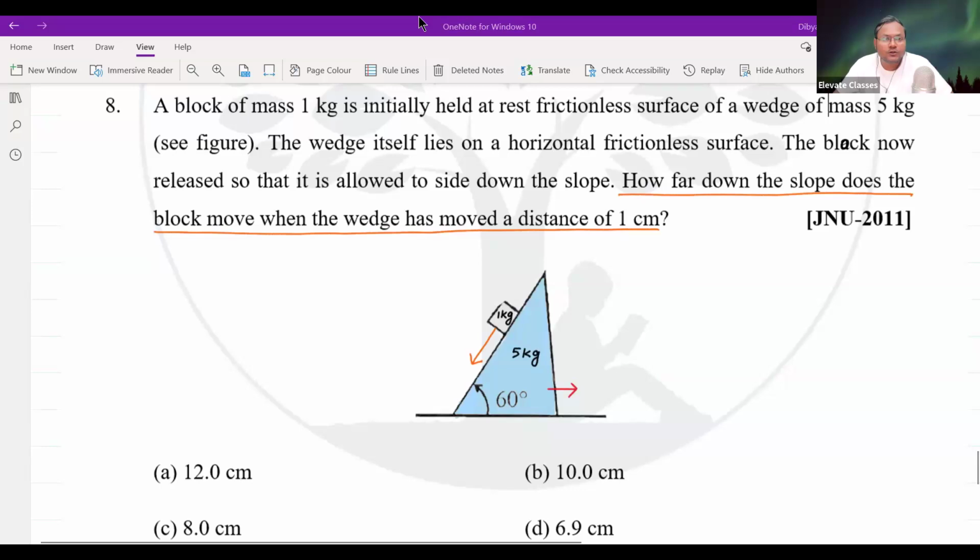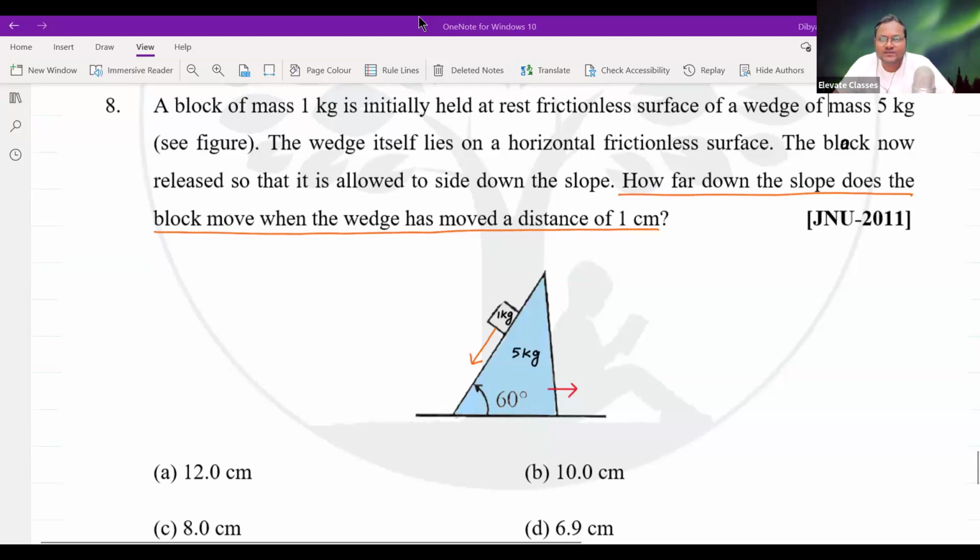This is a slightly tricky question, because it involves so many things. It involves inclined motion. It involves, you know, calculating the final answer with respect to a moving platform. So when you combine all these things together, only then you end up getting the correct answer.